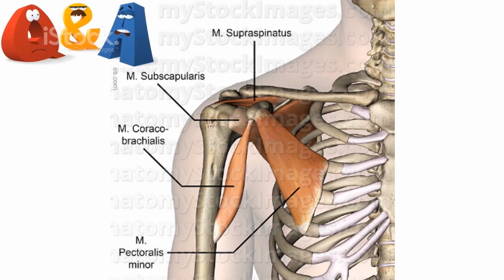What can we see in this image? We can see that this is the pectoralis minor attached to the rib 3, 4, and 5, and it comes to the coracoid process of the scapula, and there is a muscle that comes from the scapula and just behind the coracoid process. This is the subscapularis muscle, and superiorly we can see that the supraspinatus muscle is superior to the coracoid process.